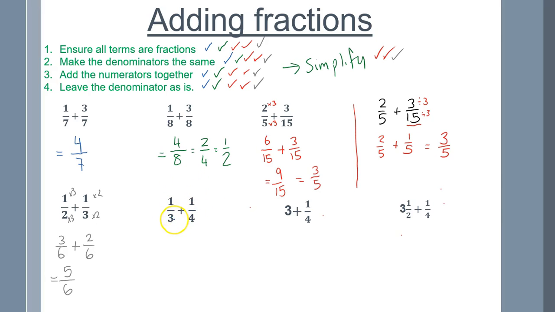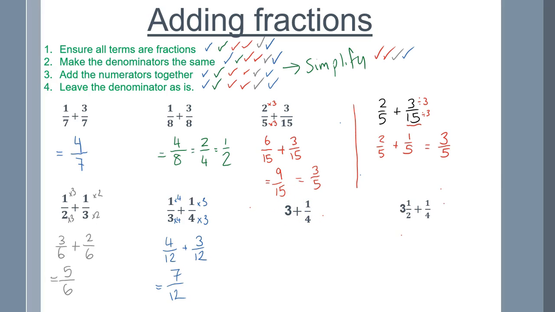So we're going to try and get them to be 12. To get 3 to be 12, I'm going to times this one by 4, which gives me 4 over 12. And to get this one to be 12, I'm going to times it by 3. So 3 over 12. Okay, they're both fractions, tick. The denominators are now the same, tick. Add the numerators together. 4 plus 3 is 7, tick. Leave the denominator as it is, 12, tick. Simplify, can't, tick. So we should be getting pretty used to that now.